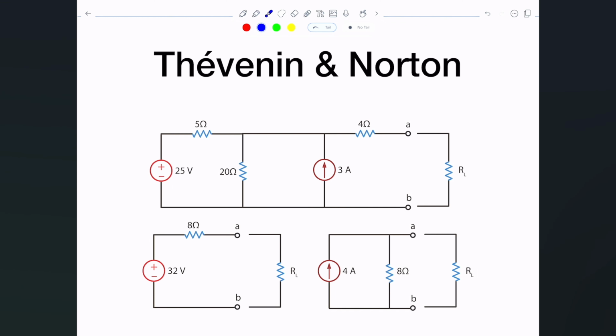Specifically, I want to know, where did the 32 come from? Where did the 8 come from? How can I compute them? How can I calculate them? They're not random. Similarly, the 4 amps.